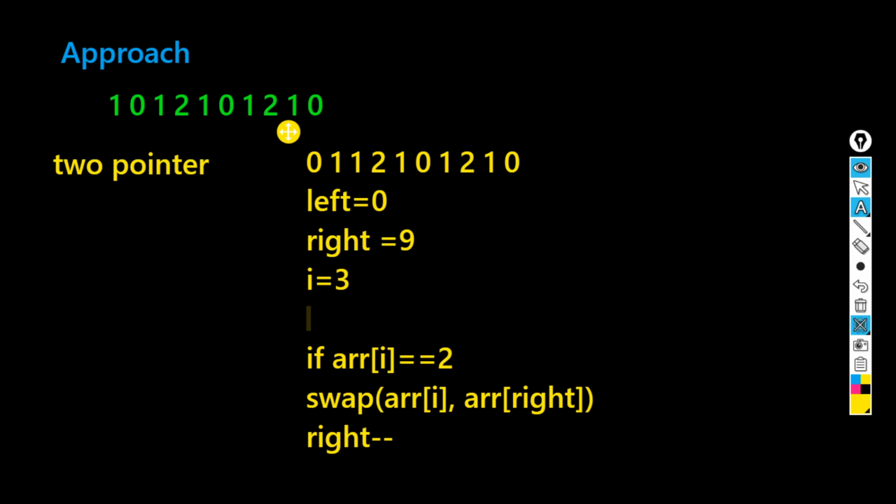Now if I equals to 3, arrays 3 index equals to 2. Now right will be the last index, and the swap will happen. Left is before only 1. Now 0 will come here and 2 will come here. Now we got that 2 is at the end. Now we will again start iterating from this I index.